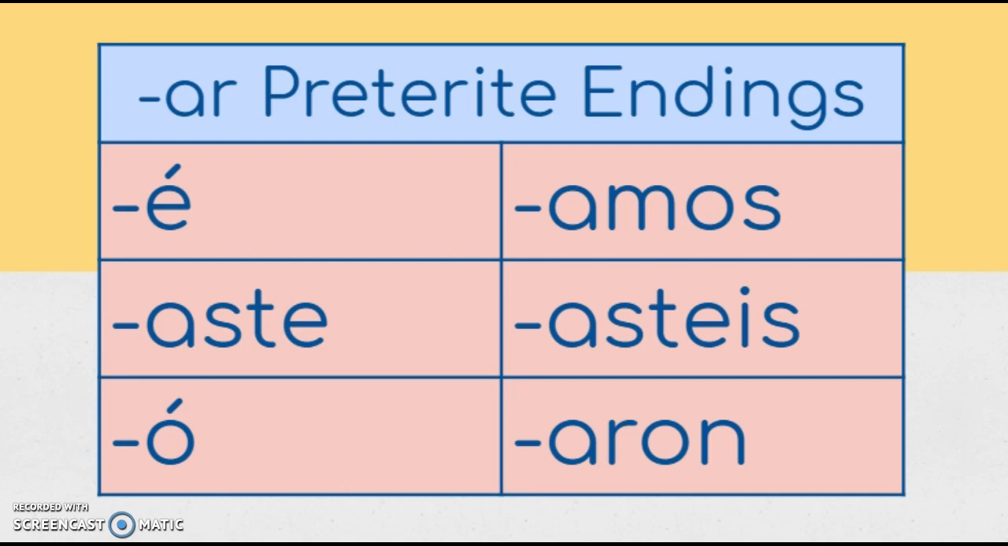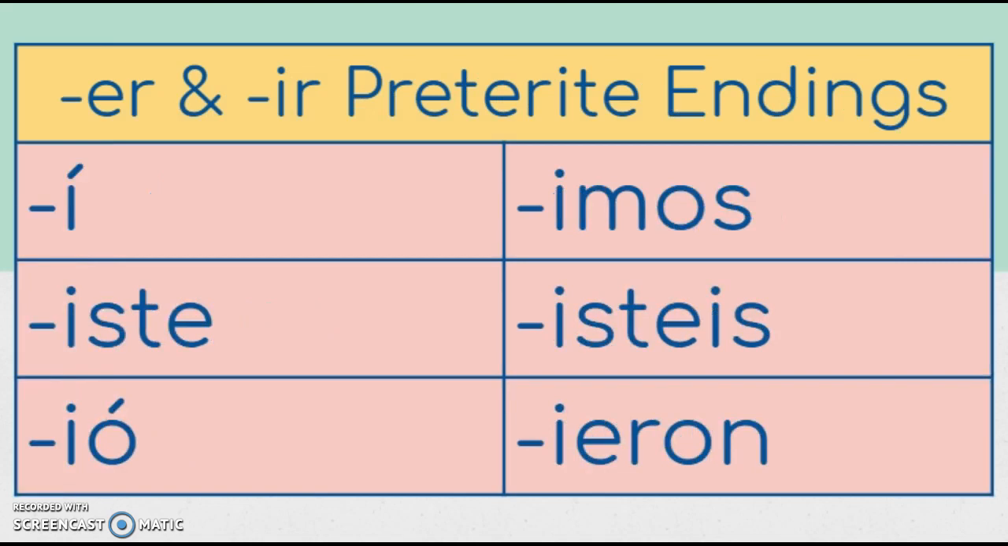So that's the AR endings. ER and IR, we are very fortunate they have the same set of endings, so there's really only two sets of endings to memorize for this tense. And note again the accent marks on the yo and el/ella/usted form.